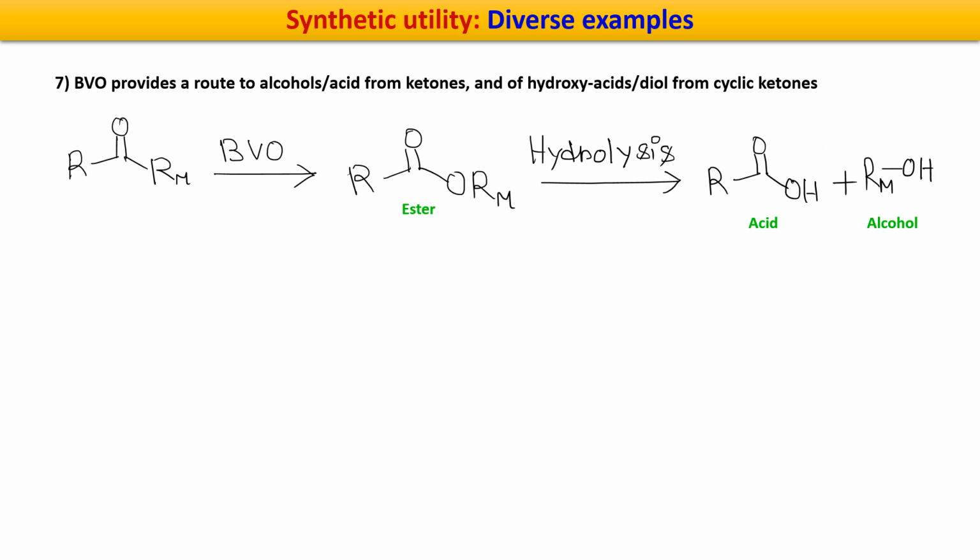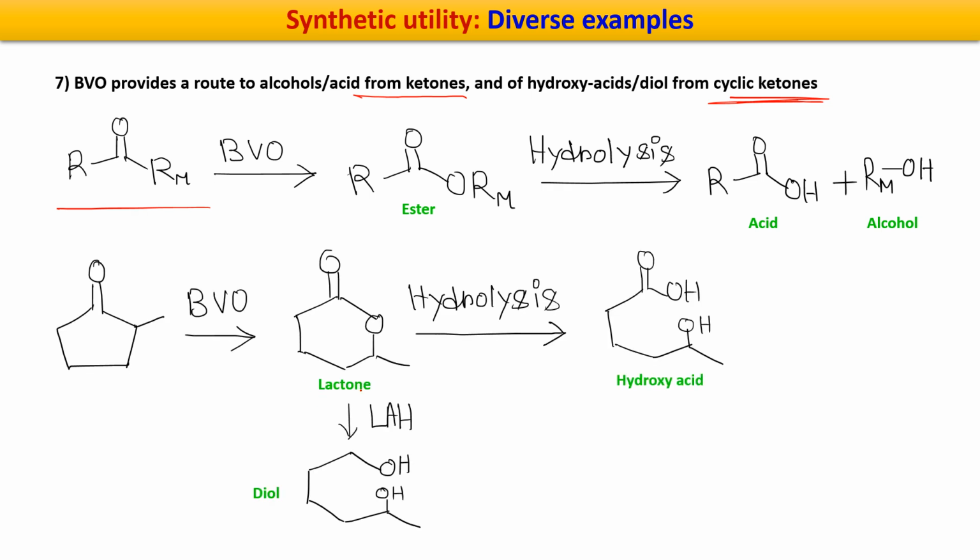BVO provides a route to alcohol or acid when you have started from some ketone. So here we have taken some general ketone structure, you do the BVO reaction, you get ester, and after that, suppose you want to get the acid or alcohol, then you can do hydrolysis. Now that depends on which one you want, acid or alcohol, depending on the nature of the groups R and R'. And similarly, if you take some cyclic ketones, now instead of acid and alcohol separately, what will we get?